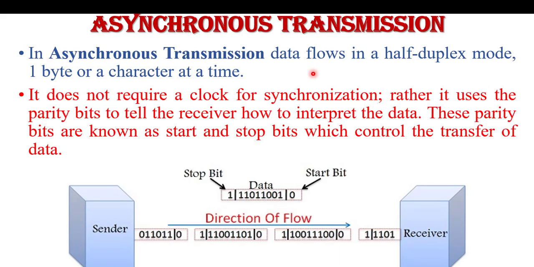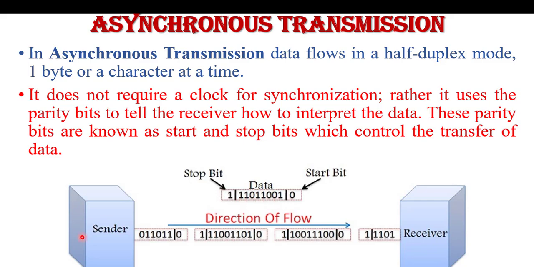Now the asynchronous data transmission technique. Asynchronous data transmission is a type of serial data transmission that follows a non-synchronized form of communication. It means there is no external clock used for synchronization between sender and receiver. In place of a clock pulse for synchronization, they use a parity bit, also known as a start or stop bit, at the start and end of the data byte.